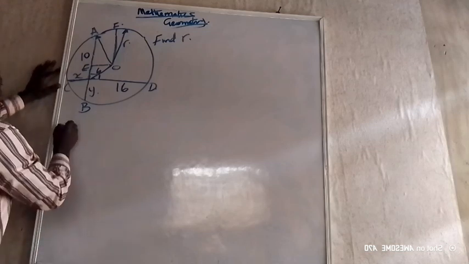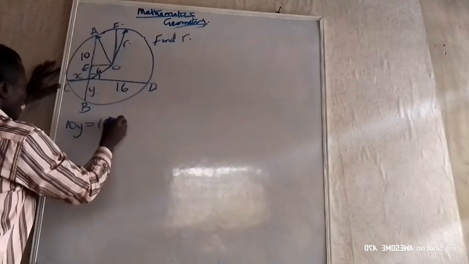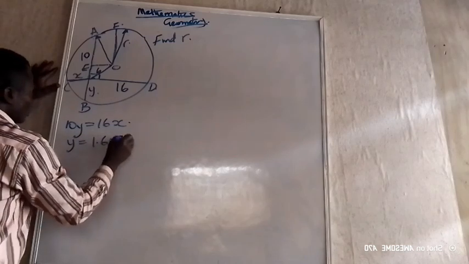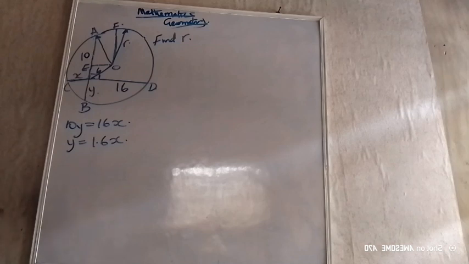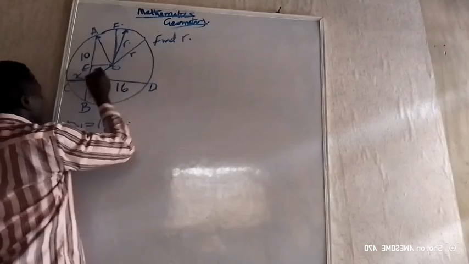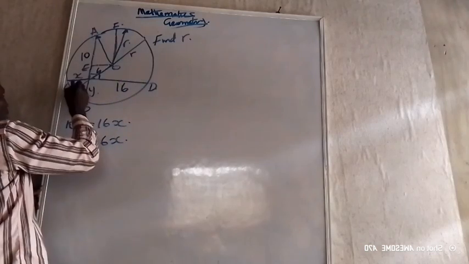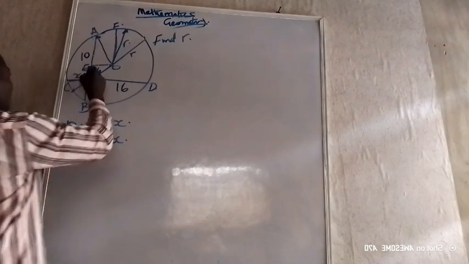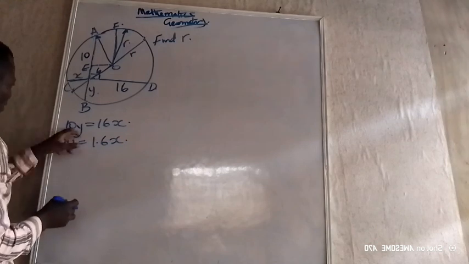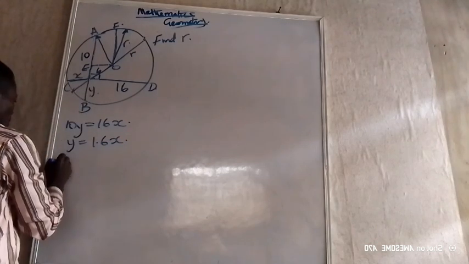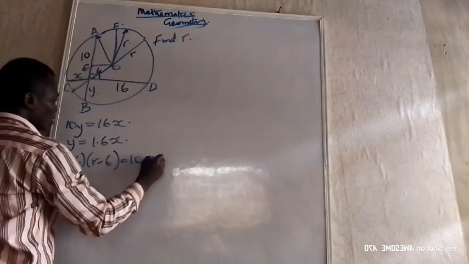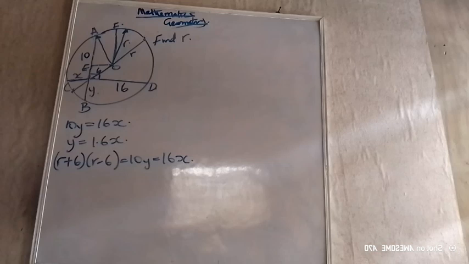Here now I can say 10y is equal to 16x. So from here I can say y equals 1.6x. That's done. At the same time, let me draw this like this. This is R, and from here to here is also R. But you know how we do it now? The product of this to this, and this place is going to give us this. Therefore, I can now say R plus 6 into R minus 6 is equal to 10y is equal to 16x. That is done.